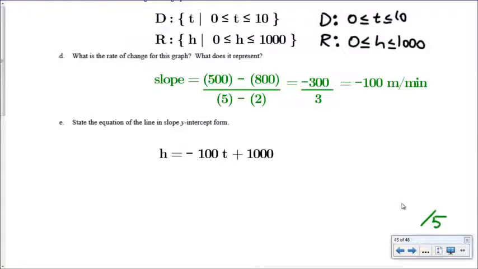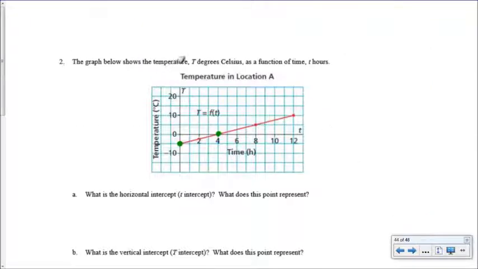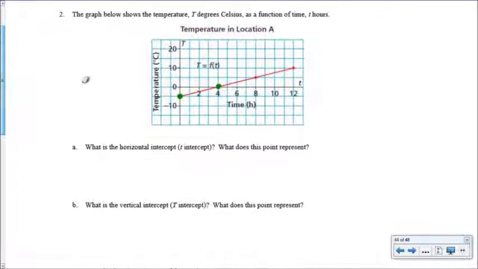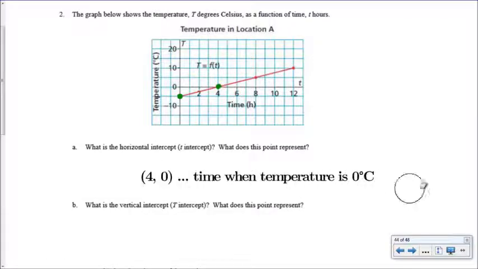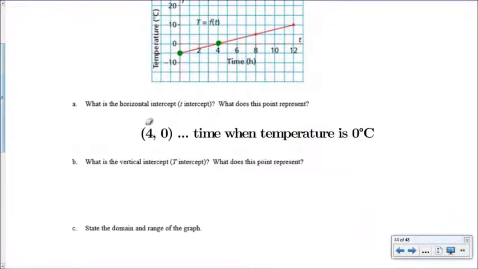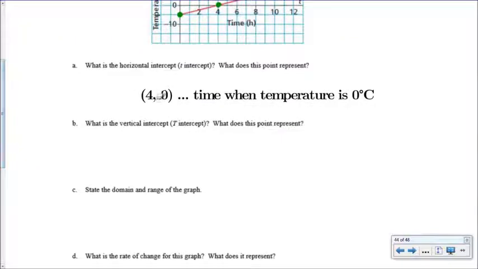Moving on. The graph here shows temperature as a function of time in hours. What's the horizontal intercept? It's there. So that is the time when the temperature is 0 degrees Celsius. So 4, you might have just put 4. That's fine as well. Some kind of interpretation, also good. So mark for that. What's the vertical T-intercept?